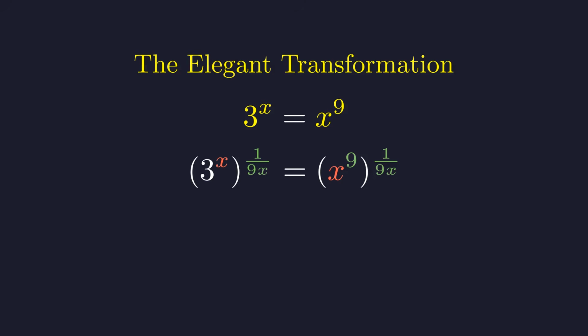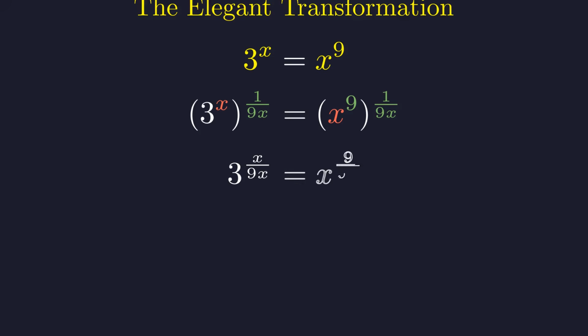On the left, the x's cancel. x divided by 9x equals 1/9. On the right, the 9's cancel. 9 divided by 9x equals 1 over x. Now we can simplify these fractions.